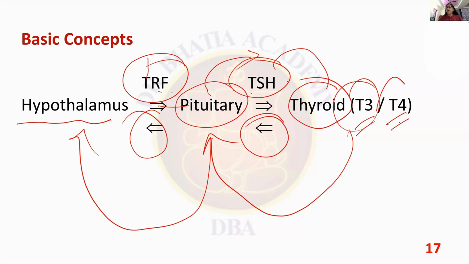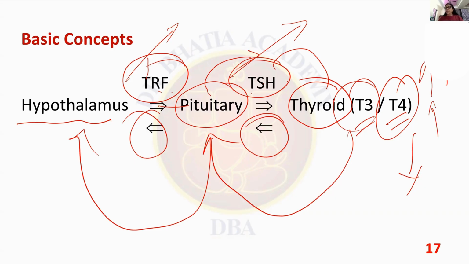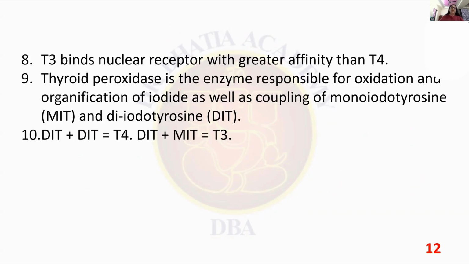So if T3, T4 are low, there is no negative inhibition. So TRH is high, TSH is also high. That is a condition of primary hypothyroidism. If T3, T4 are in the higher range, that is hyperthyroidism, the negative influence will be more. So the TSH will be low and TRH will also be low. That is primary hyperthyroidism.